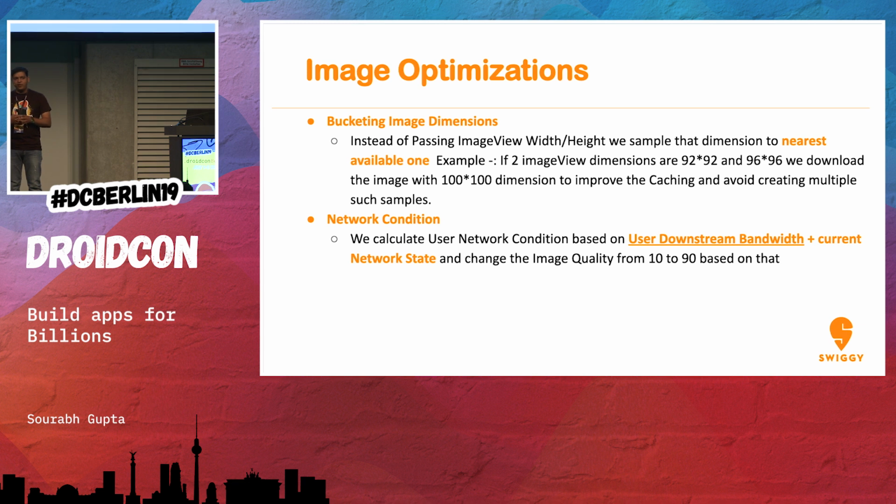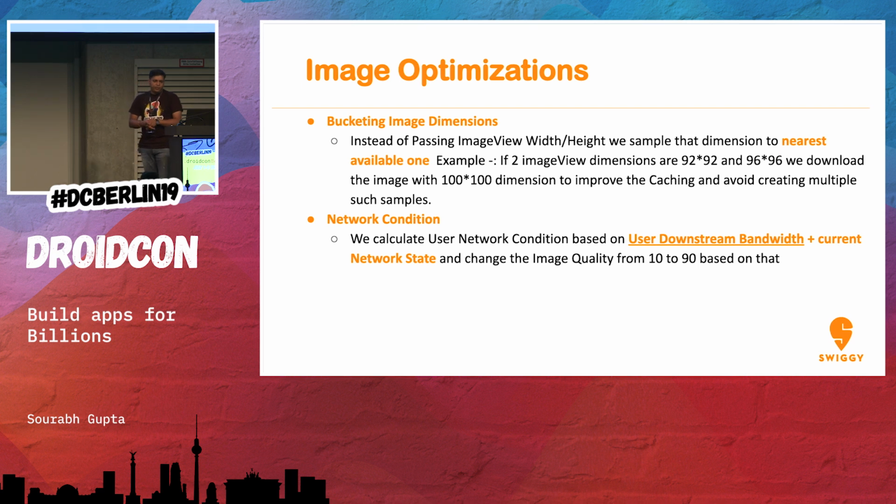Let's say you have an image view width and height of 92 by 92, another is 96 by 96, we sample it to a 100 by 100 bucket. So we download a 100 by 100 image that can be reused for 96 by 96, and that can be reused for 92 by 92. That way, we added the bucketing logic so that we don't end up making too many request calls for different dimensions. So you have the bucketing logic, dividing the buckets into multiple parts.